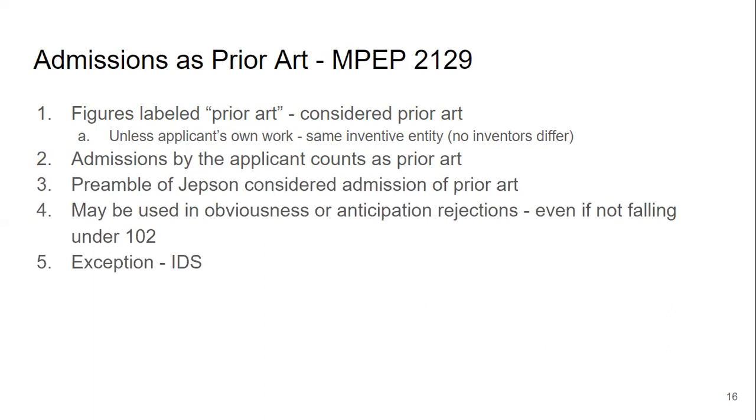The exception to all of these would be the IDS, right? I've definitely seen this example question before, whether or not the IDS counts as an admission of prior art, and it would not. It's explicitly said in the MPEP that it does not count because they're just putting forth what they have found out there. They're not admitting anything to be prior art. So it's just a listing of references.